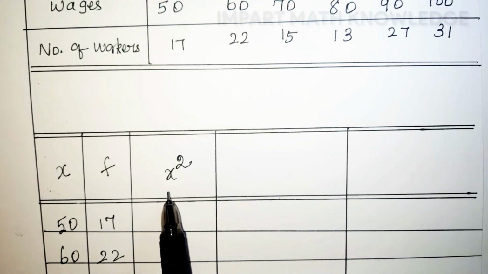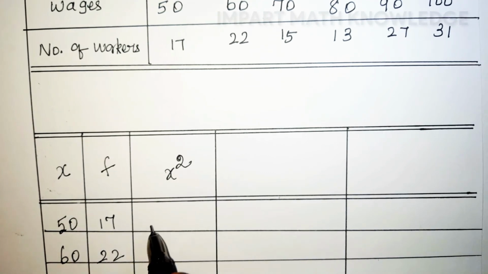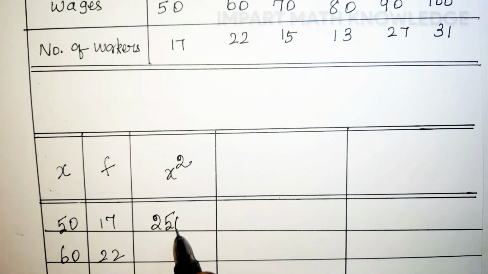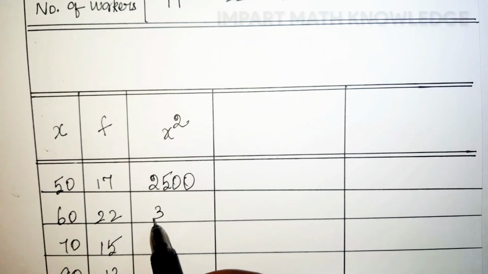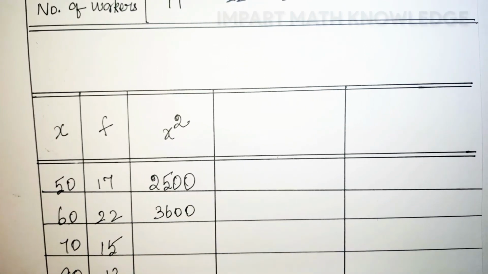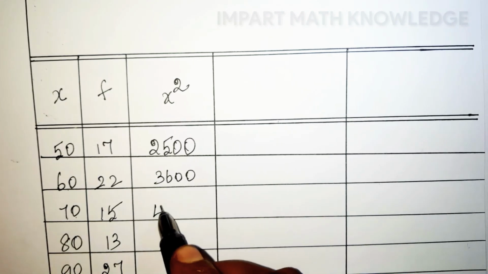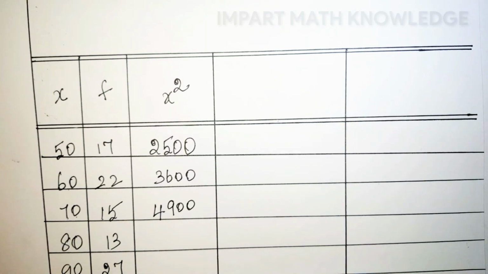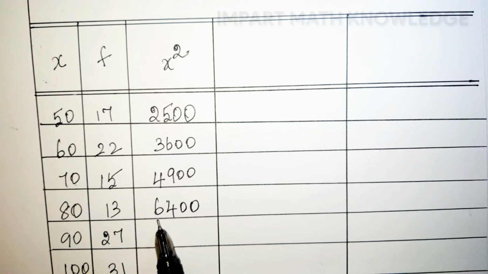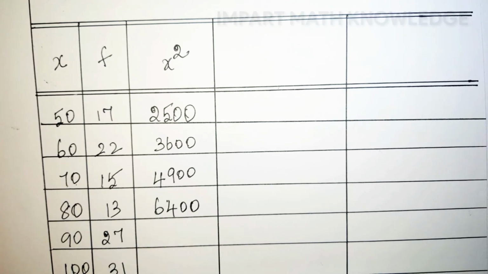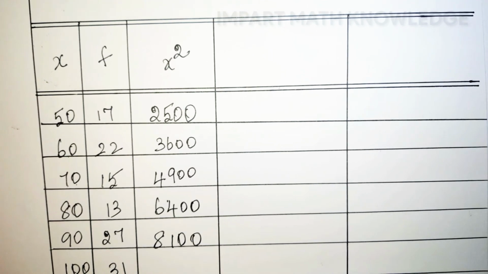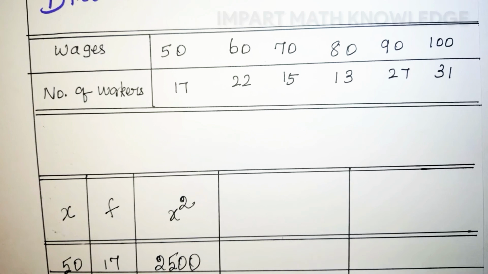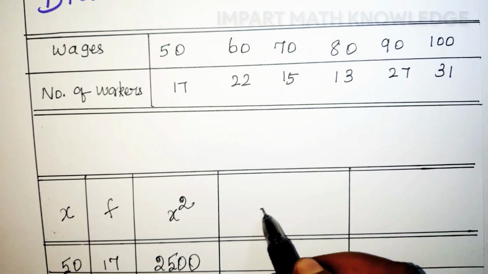Next we have to find x square. 50 square is 2500. 60 square is 3600. 70 square is 4900. 80 square 6400. 90 square 8100. 100 square 10,000. Next we have to find fx.